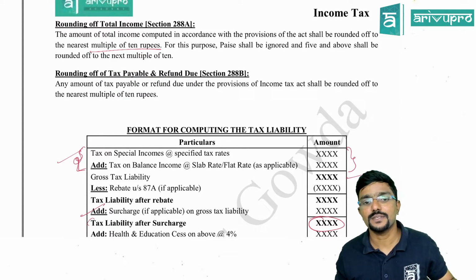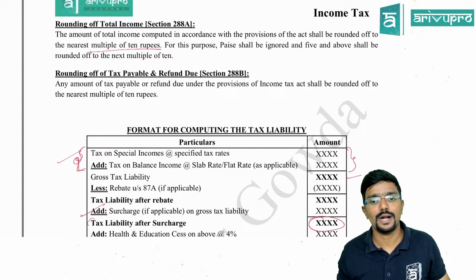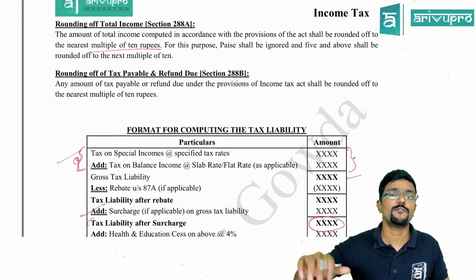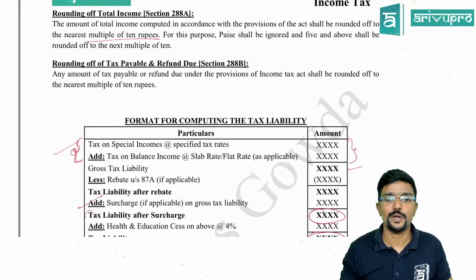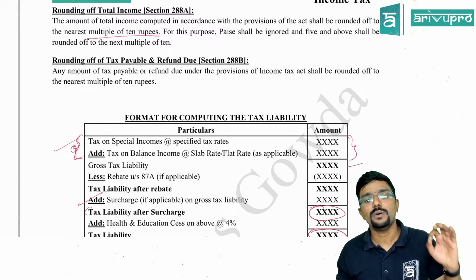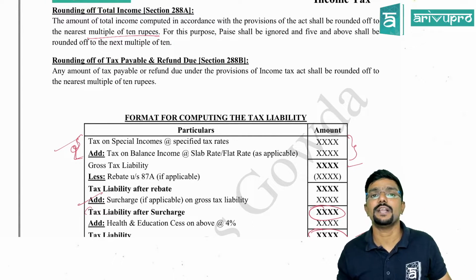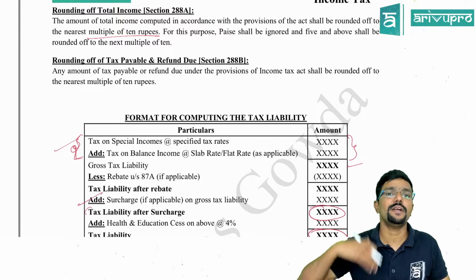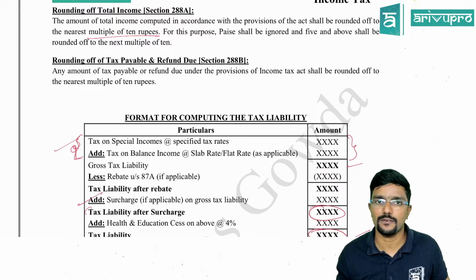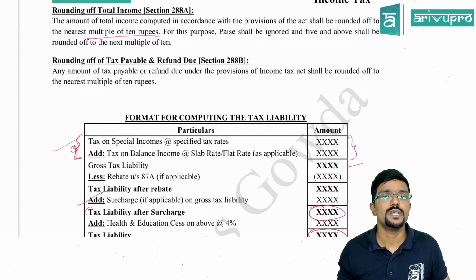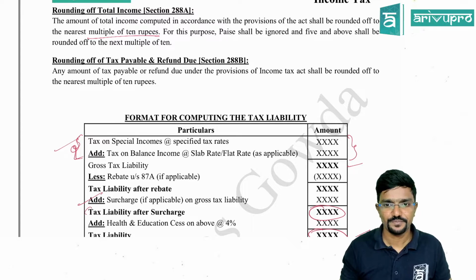For this purpose, paisa shall be ignored and 5 and above shall be rounded off to the next multiple of 10. Same way, coming to 288B, rounding off of tax payable and refund due. It means if I have already paid more tax, whatever excess tax I have paid, I will be getting a refund of it. Even that will be rounded off to the nearest 10 rupees.